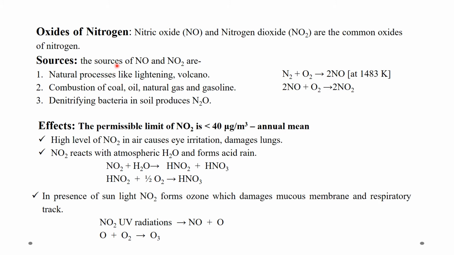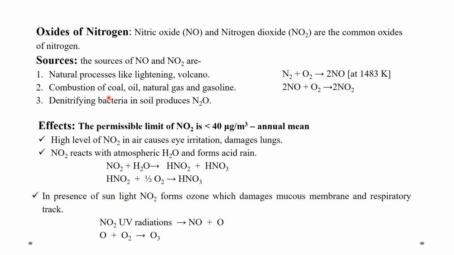The sources of NO and NO2 are natural processes like lightning and volcano. During lightning and volcano, nitrogen dioxide will also be released into the atmosphere. Nitrogen reacts with oxygen giving NO at about 1483 Kelvin during lightning. This NO later reacts with oxygen giving nitrogen dioxide.